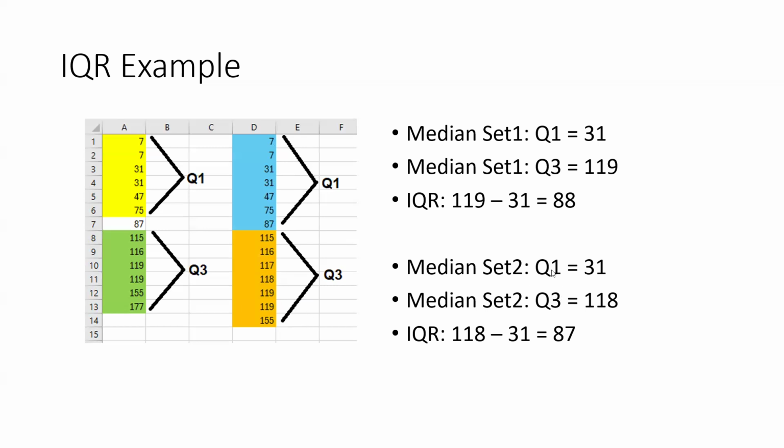So our first quartile value is 31, and our third quartile value is 118. We subtract 31 from 118, and we get the interquartile range for this observational set, and that's 87.